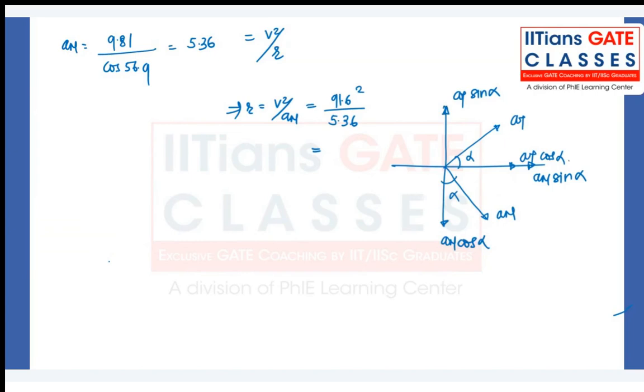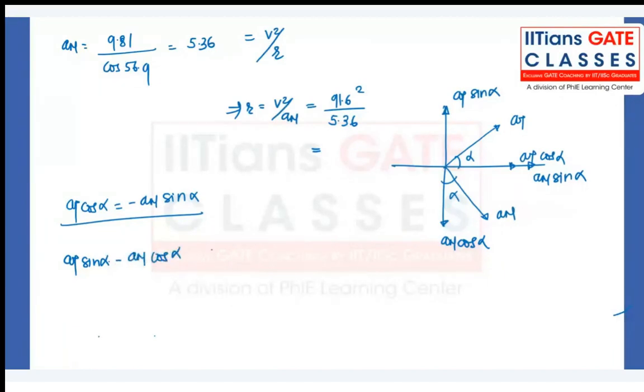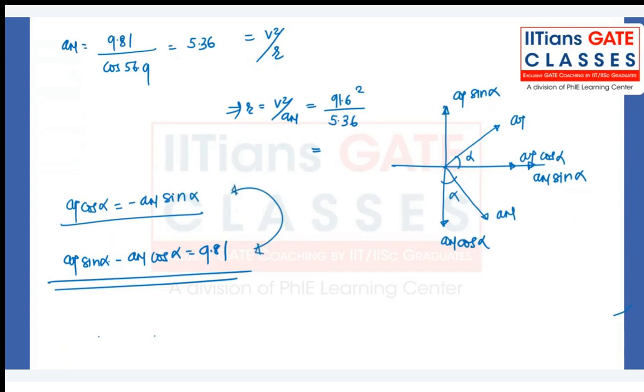What you can do is make one relationship here. That is AT cos of alpha is equal to minus AN sine of alpha. Okay, you will get one relationship here, right? And another equation you will get is AT sine of alpha minus AN cos of alpha is equal to 9.81. So from these two, calculate the value of AT and AN.